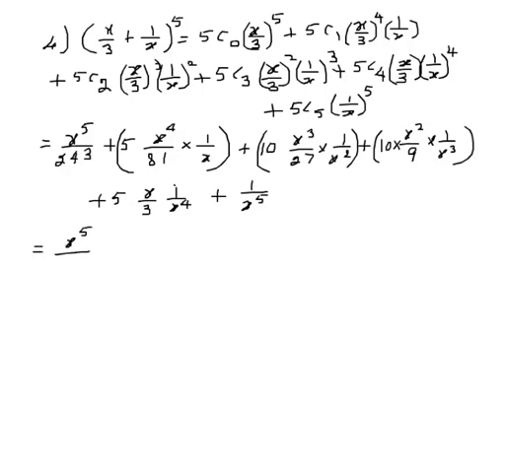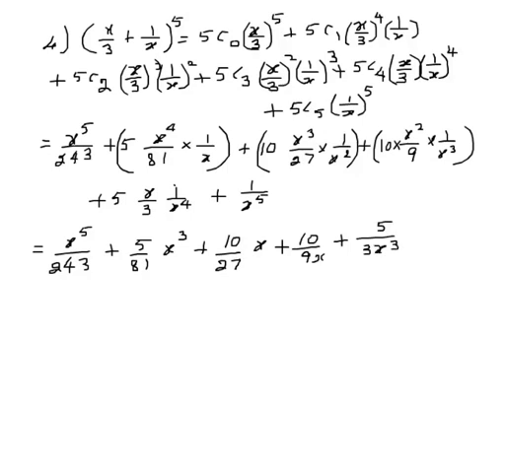First term is x raised to 5 over 243 and the second term is 5 over 81 times x cube, plus 10 over 27 times x, plus 10 over 9 x in the denominator, plus 5 divided by 3x cube and plus 1 divided by x raised to 5.